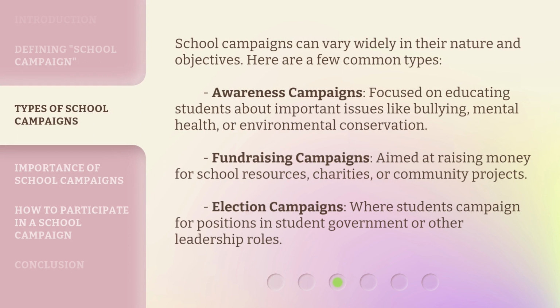School campaigns can vary widely in their nature and objectives. Here are a few common types. Awareness campaigns, focused on educating students about important issues like bullying, mental health, or environmental conservation. Fundraising campaigns, aimed at raising money for school resources, charities, or community projects. Election campaigns, where students campaign for positions in student government or other leadership roles.